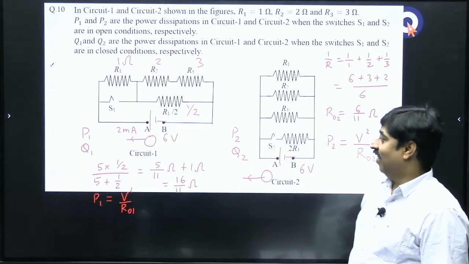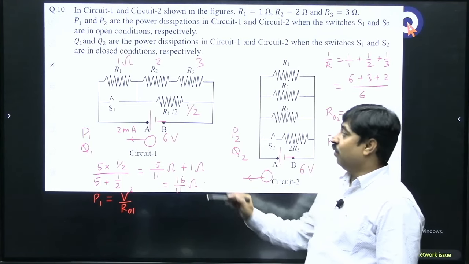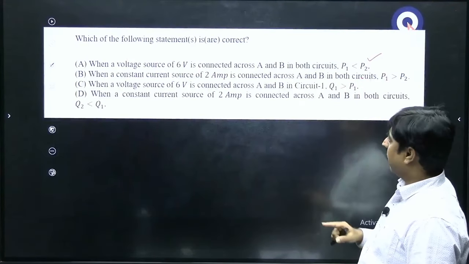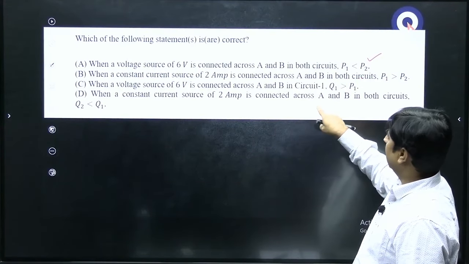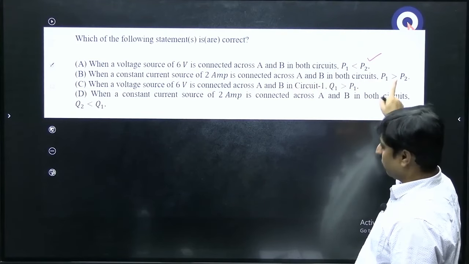Now, what happens if you connect... there is one question which says, the second one says that a constant current source has been connected.